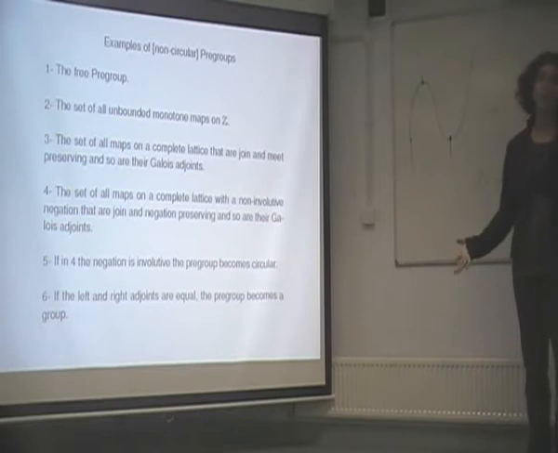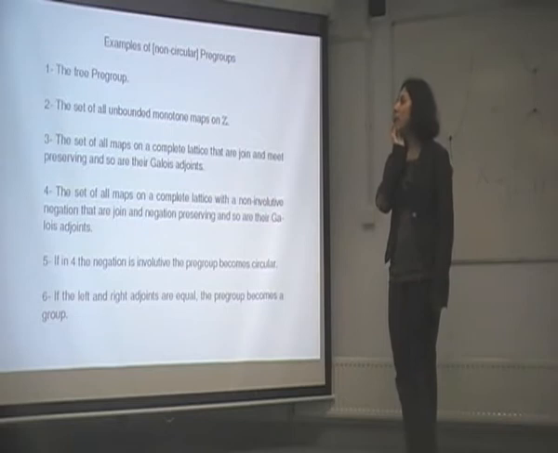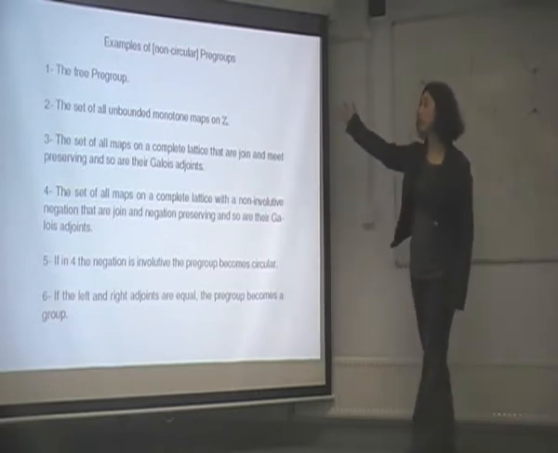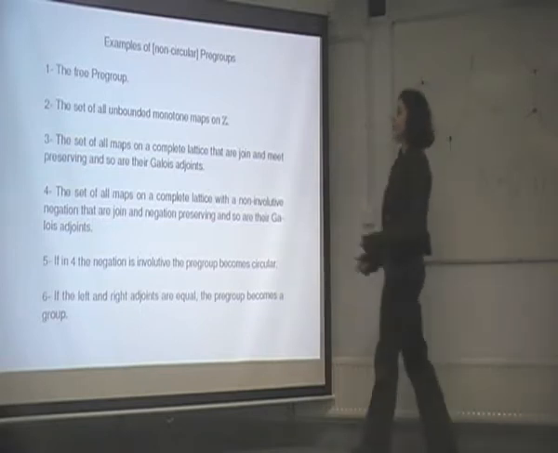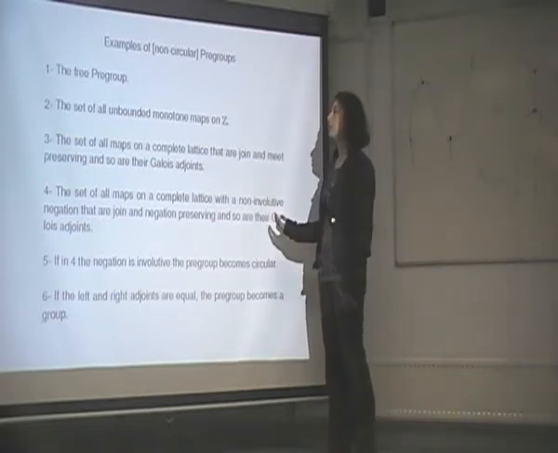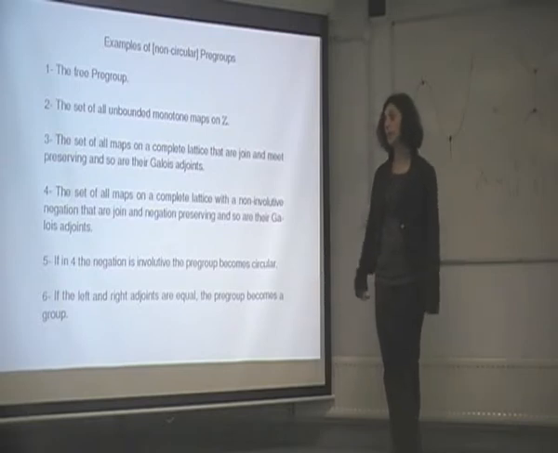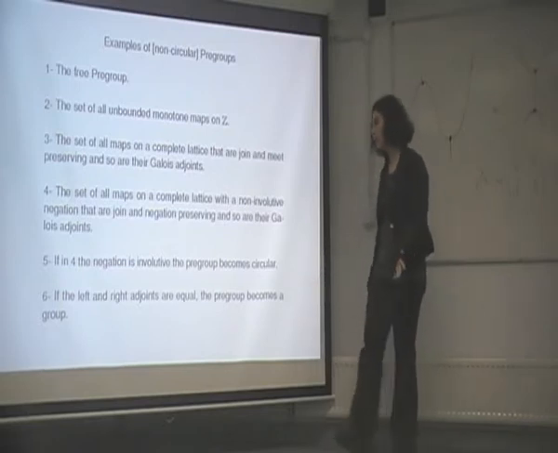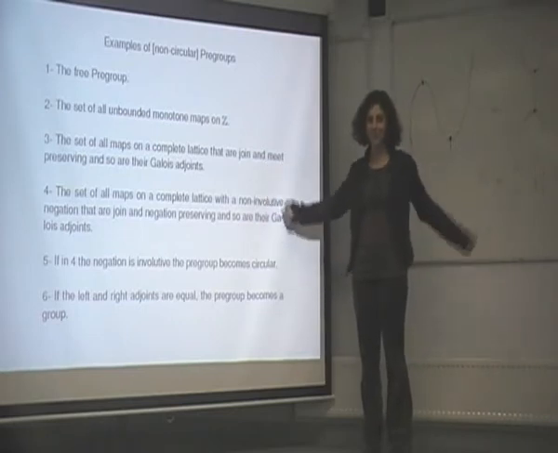Fortunately, there is a free pregroup. The free pregroup exists. So this is the canonical model. And there are, for example, the set of all unbounded monotone maps on integers, which also forms a non-circular pregroup. It's a very fun calculation to work out. These are not really examples, this is equivalent to the definition of a pregroup. For example, the set of all maps on a complete lattice that are join and meet preserving, thus they have Galois left and right adjoints. And the Galois left and right adjoints are also join and meet preserving, so they also have Galois left and right adjoints, and you can iterate.